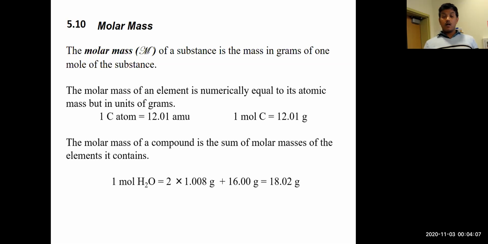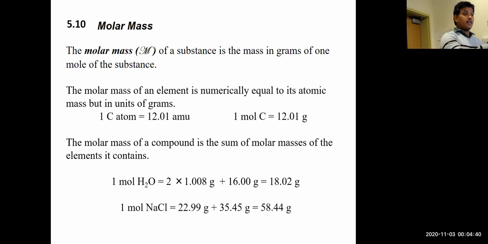How do you use the molar mass? You use the molar mass to identify the mass of a compound in grams. It is the same as molecular mass, but the units are in grams. So 1 mole of H2O has 2 hydrogen atoms, so 2 times 1.008 grams, and it has only 1 oxygen atom, so 16.00 grams. So the mass of 1 mole of water is 18.02 grams.